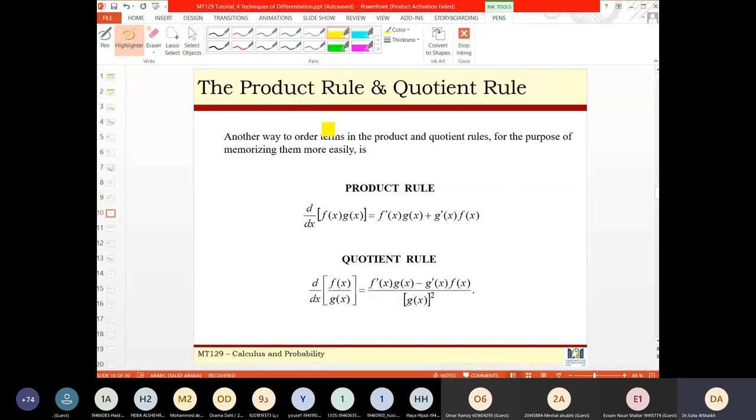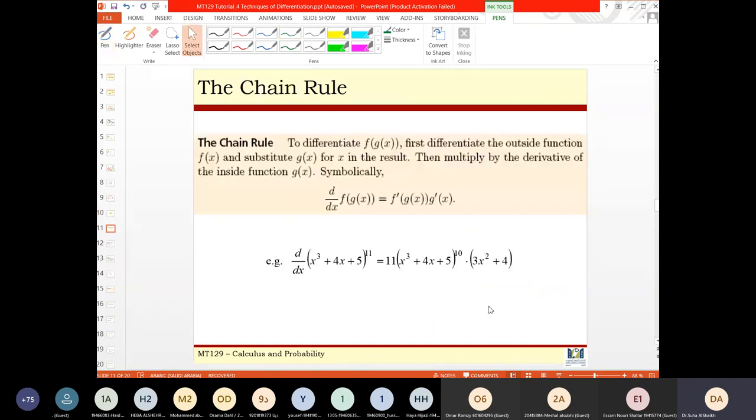So those are the product and the quotient rule. We already know them. The derivative of a multiplication is the derivative of the first multiplied with the second, plus the derivative of the second multiplied with the first. The quotient: the derivative of the first times the second, minus the derivative of the second times the first, divided by the second squared. So this is the quotient rule. Now the chain rule.